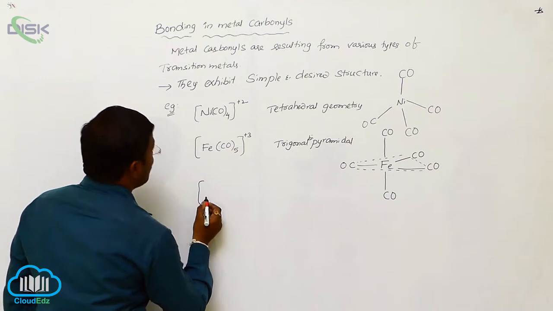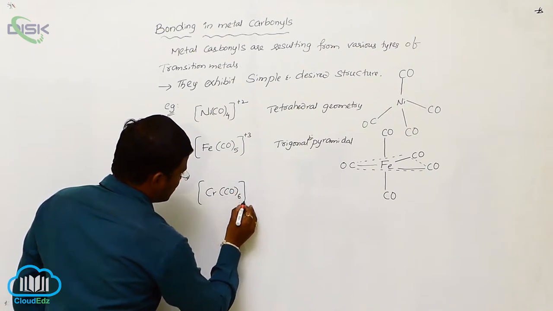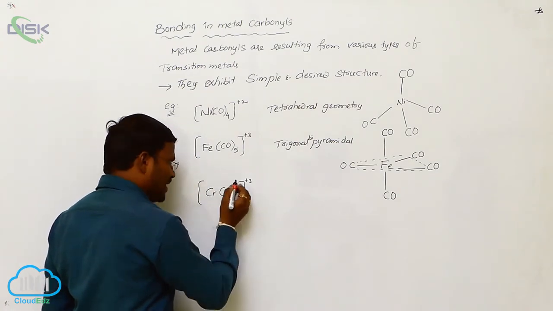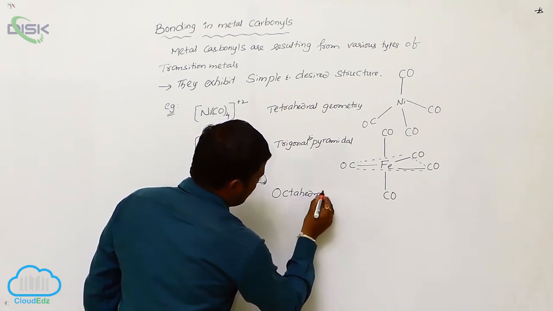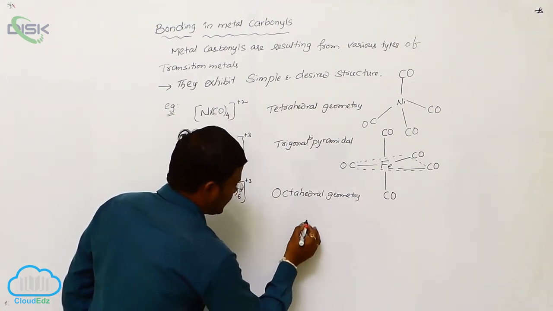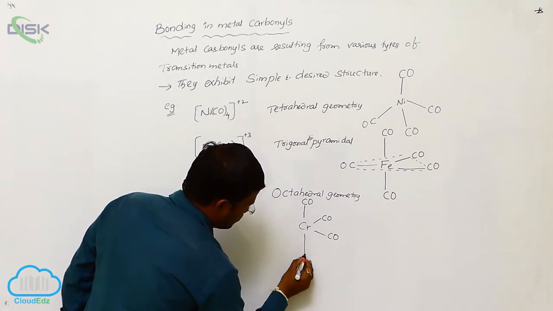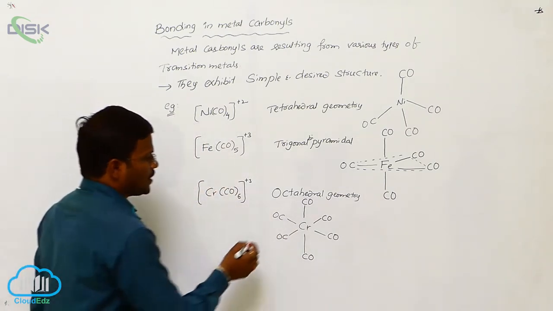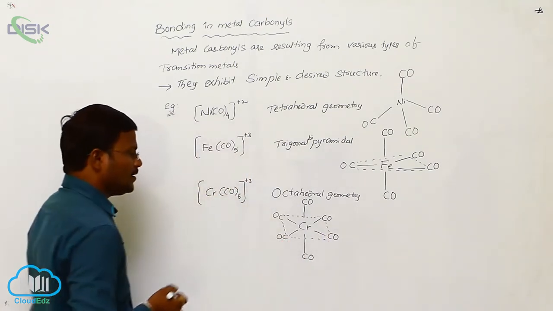One more example of metal carbonyl is chromium, in which it is connected to 6 carbonyl species. So hexacarbonyl chromium complex will exhibit octahedral geometry. Let us consider the structure of this compound as chromium connected to CO groups. The total 6 carbonyl groups are present, spatially arranged around the chromium atom in an octahedral manner.